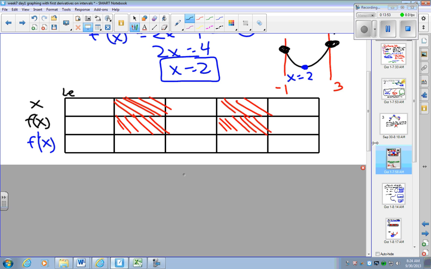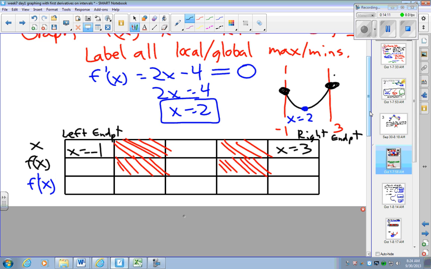Start with your left endpoint. That's at x equals -1. You end at your right endpoint. That is x equals 3. And all of the guys that you found in between, all of the places where it's a horizontal tangent, put that in between. And you space things out. So you always go point, space, point, space, point, space, and so on. Okay? Now, those are the x values.